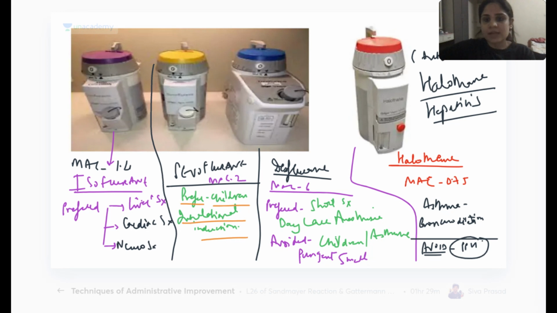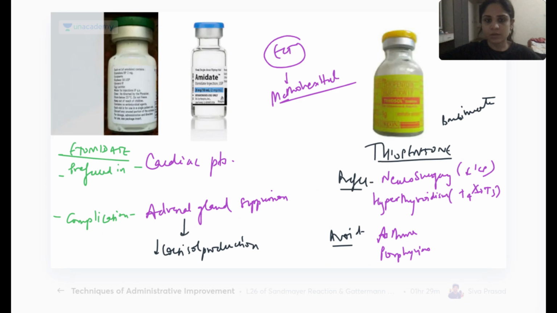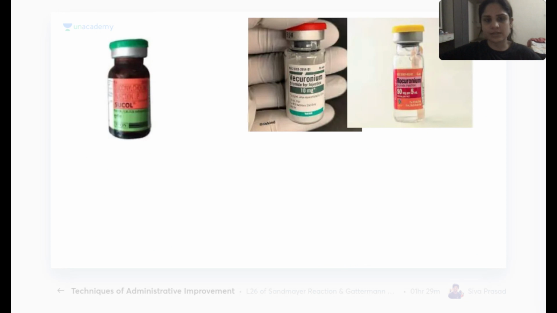Okay. So what happens in halothane hepatitis? If you repeatedly give the patient halothane, he keeps coming to you for surgeries, and every time you give him halothane, he will start developing some antibodies against the liver. These antibodies will go and attack the liver and kill the liver. Okay. So that is called halothane hepatitis. Clear? Okay, so we finished all our IV agents and all our inhalation agents.